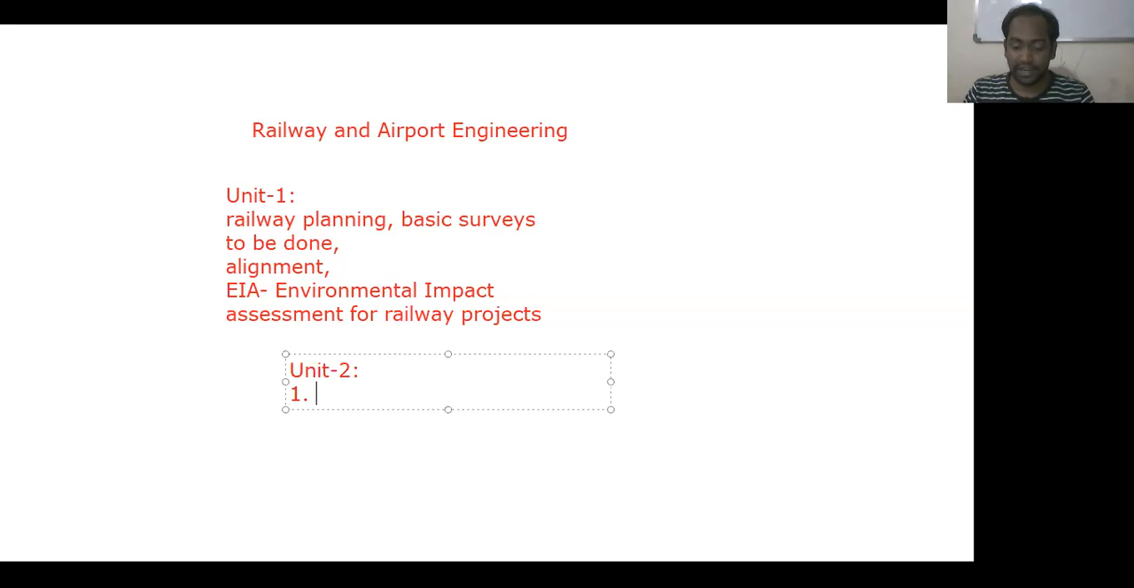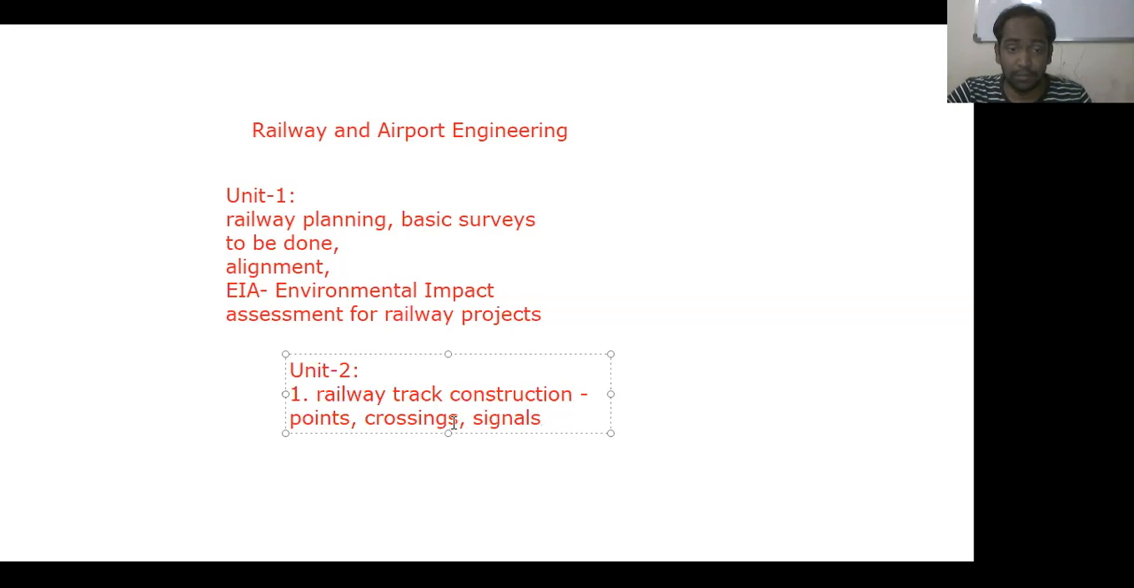And the first topic is railway track construction. The second topic is the various components of railway track construction, like what are the piles and what are the crossings, crossings, how to give signals, and what are the various components of a railway track. So that is called the permanent way. About all these things we will study in the first topic, and in the second topic we will study railway track maintenance. Sorry.